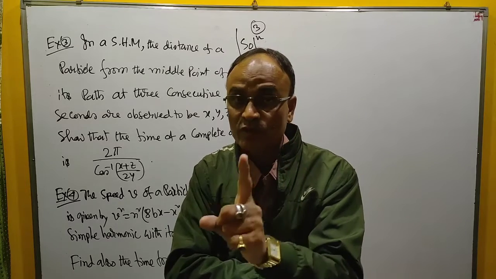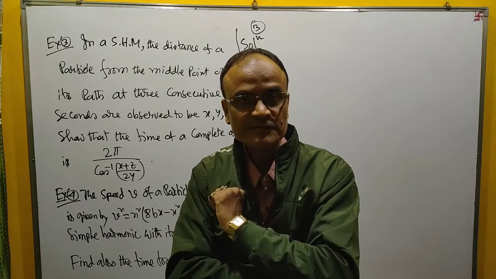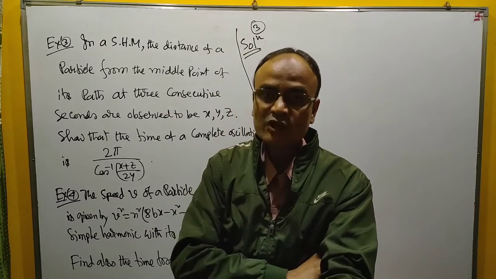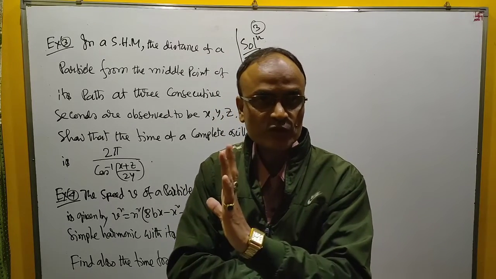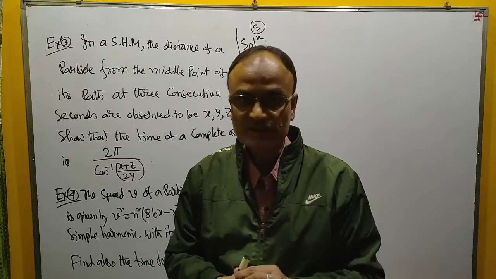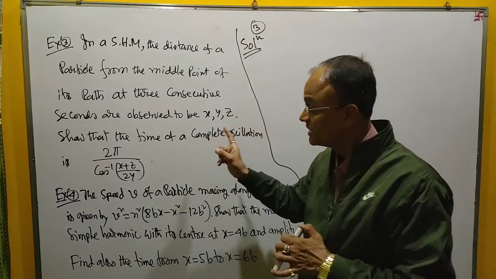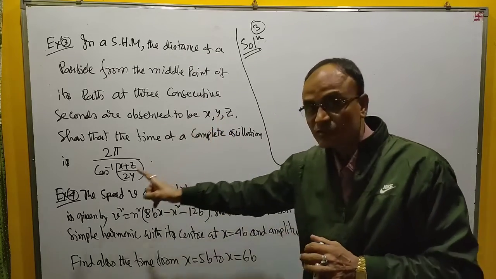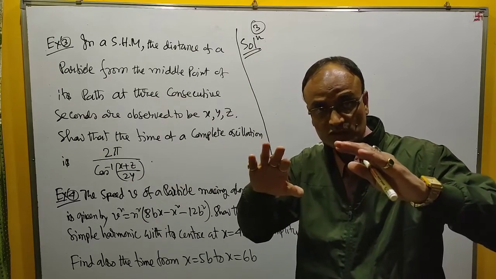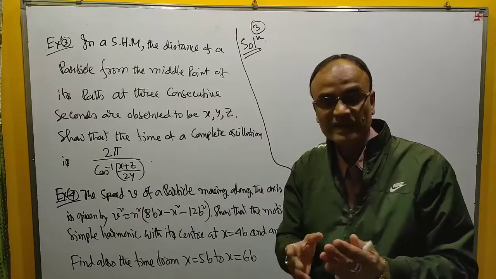V square equal to mu into a square minus x square. X equal to a cos root mu t. Time period T is twice pi by root mu. These results should be remembered. And here, distance in terms of time is given. Therefore, this result will have to be applied here.